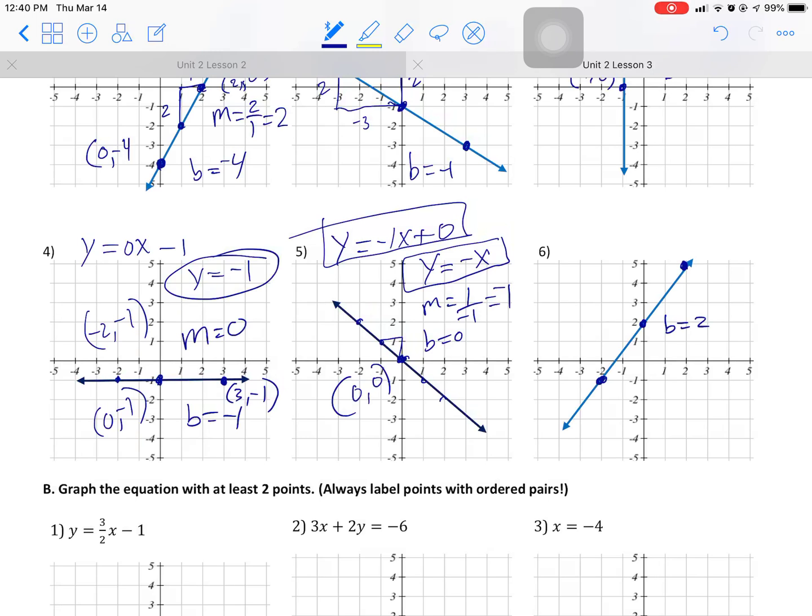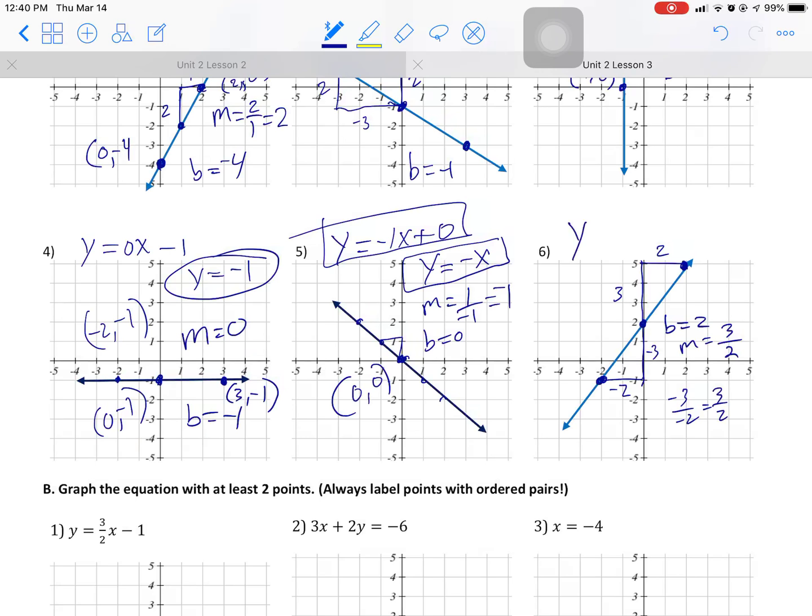Let's see. So the slope is from point to point. So up 3 over 2. Up, the rise on top, over 2. You can go down and back. That's a double negative. Down 3, back 2. So negative 3 over negative 2 is a positive, right?